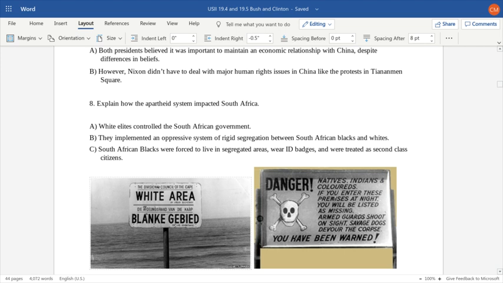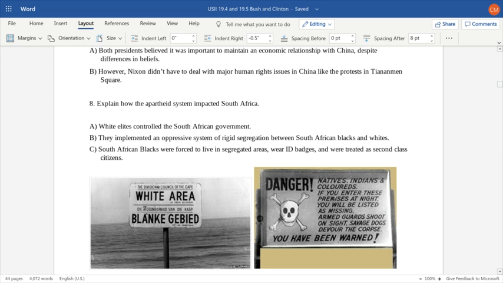city in South Africa. The white elites had controlled the South African government for a long period of time, dating back to colonial periods in Africa. They implemented a very oppressive system of rigid segregation between black and white South Africans. Black South Africans had to live in segregated areas. They had to wear ID badges.